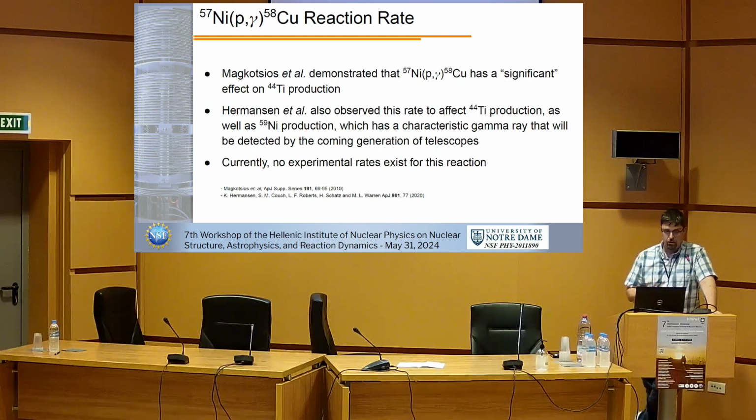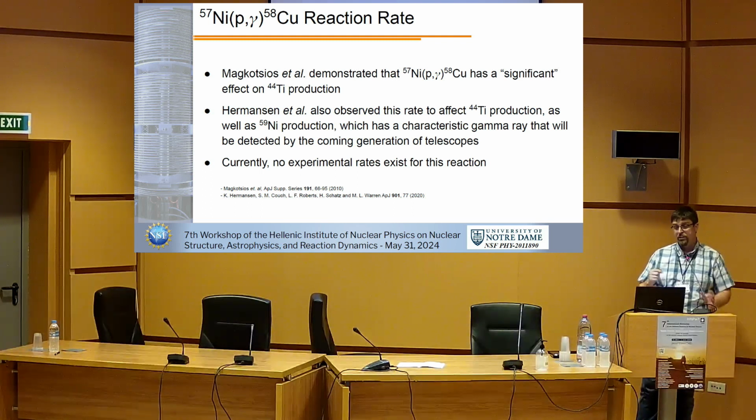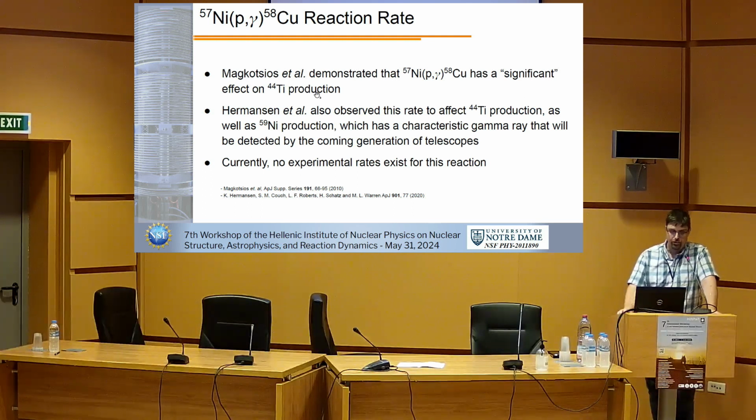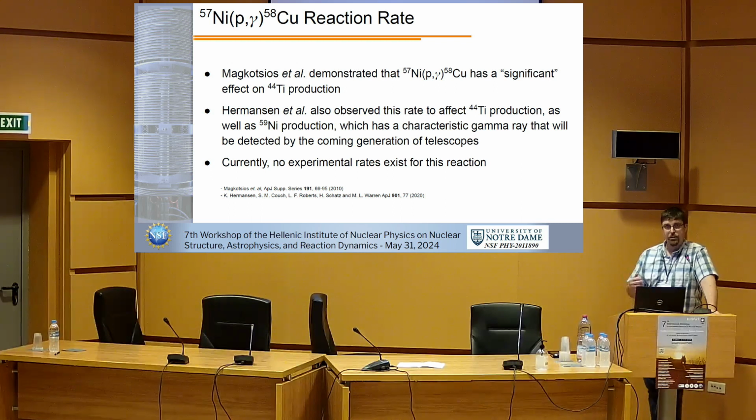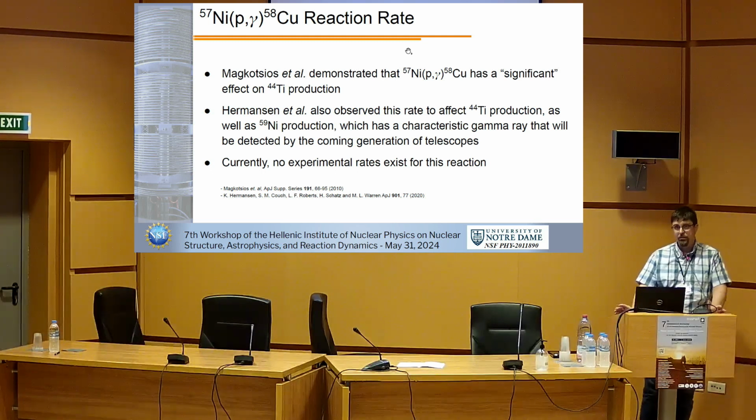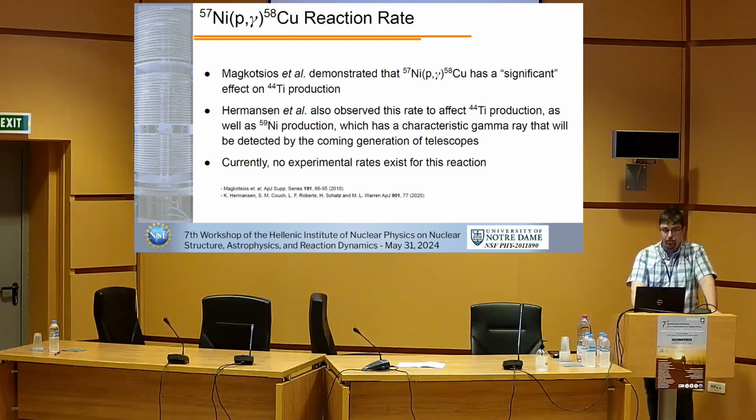Now, a paper about 10 years ago from Mazzocco demonstrated that nickel-57 (p,γ) actually had a significant effect on the production of titanium-44. And then 10 years later, Hermansen et al. also confirmed this effect and also showed that nickel-59 production would be affected. Now, nickel-59 is another one of these isotopes that has characteristic gamma rays that would be produced during core collapse supernovae, and the next generation telescopes, when they come online, will be able to identify these. Now, since nickel-57 is radioactive, there's no current direct data available for this. So all the reaction rates we have for this are theoretical.